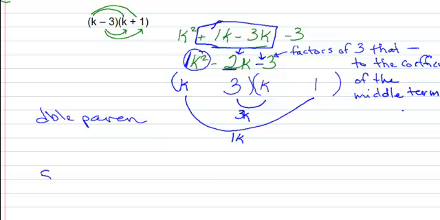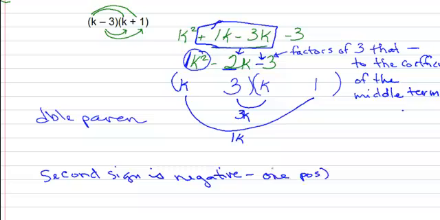So when the second sign is negative, like this one, we know it has to be two different signs. So it has to be one positive times one negative. And that's our integer rule. That's the only way to get a negative product.